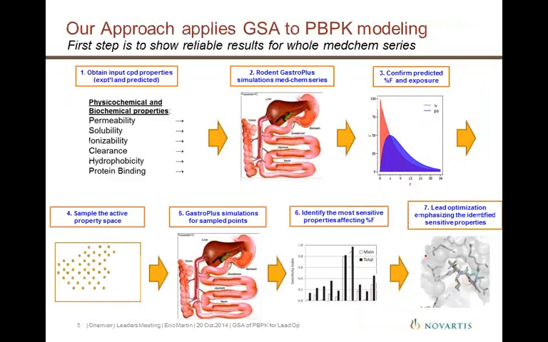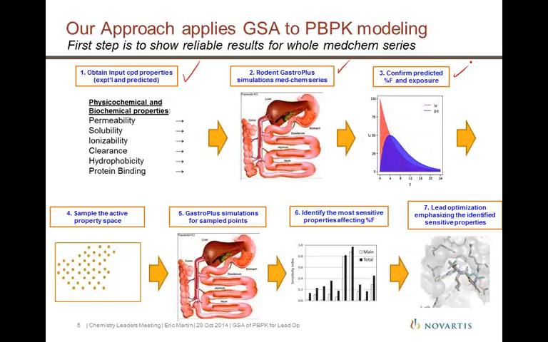So our approach is illustrated here. The first step is to assemble the input properties for all of the compounds from that medchem series which have PK data. And initially that'll be done with as much experimental data as possible, but then it has to be confirmed that it can be done with data that's calculated just from chemical structure. Then run GastroPlus simulations on all of those sets, possibly adjusting the way the calculations are done in order to give a good, faithful prediction of the exposure and, in this case, the bioavailability.